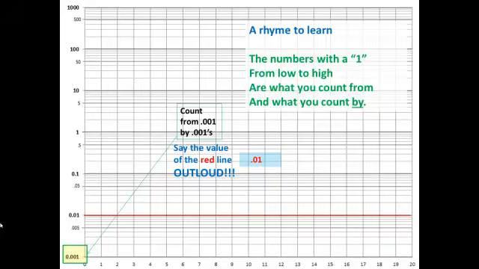And now we're at the next cycle. This is a number with a 1 in it, so it's going to tell us what to count from and by from low to high. So from 0.01 by 0.01s, what's the next line up?